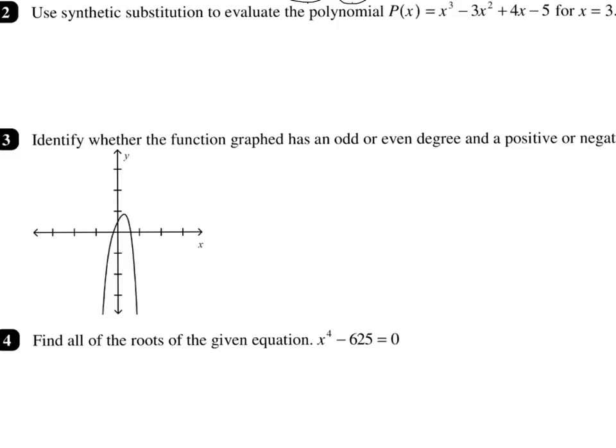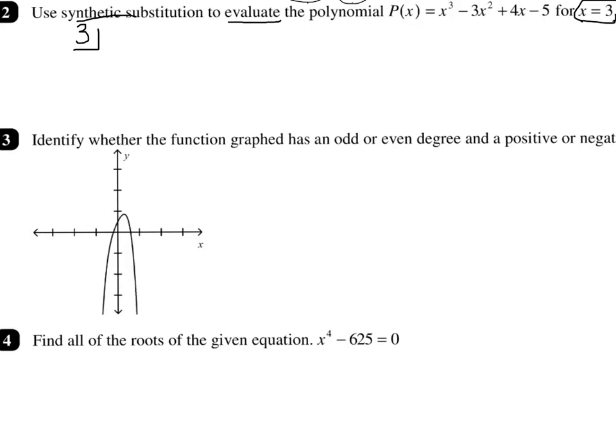Number 2 asks us to use synthetic substitution to evaluate, which means we're going to get one number for our answer. We're going to evaluate that for x equals 3. So when you see synthetic substitution, you automatically should be thinking of making a little box out here. And since this is what x equals, that's what goes in the box. No need to flip the sign because it's already out of the parentheses.